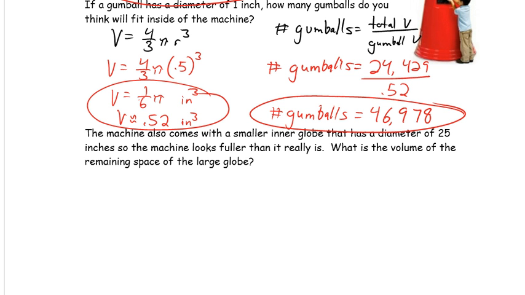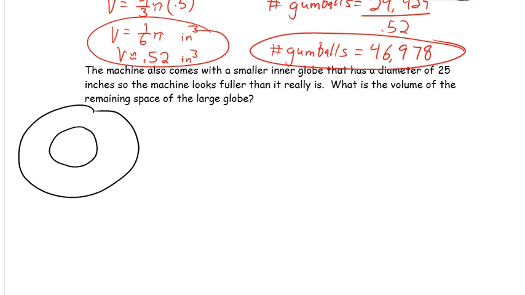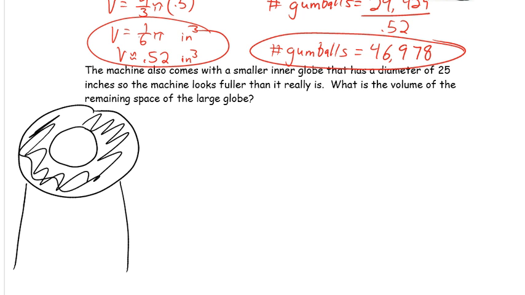Okay, so this is basically what we're looking at. This is what they do to you. They have the big globe, and then they have another smaller one in between. And here's your gumball machine. They have that smaller globe in between that takes up space. So we want to figure out, okay, what's that donut shape? Obviously, it's three-dimensional. It's hard to draw a sphere that's being cut there, but that's the idea.